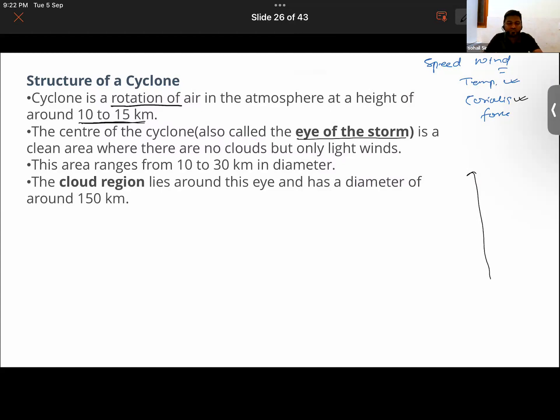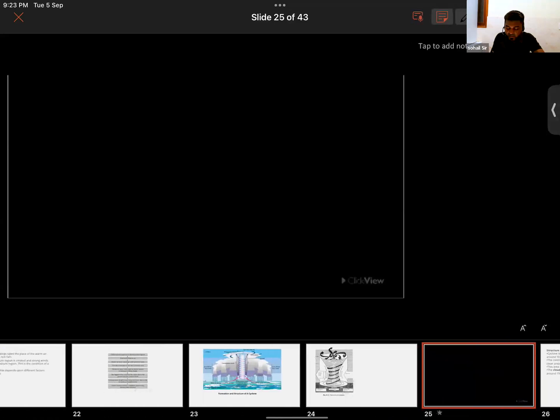Yes, Chakrika? Sir, we can also consider the wind speed as like the pressure, right? Yeah, like the pressure, we can consider that also. If the pressure difference is more, the speed at which the surrounding air will be coming towards the region of lower pressure will be more.